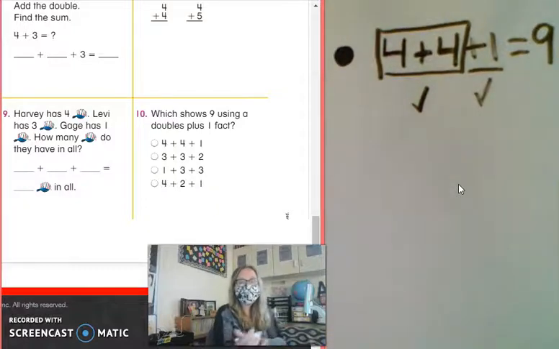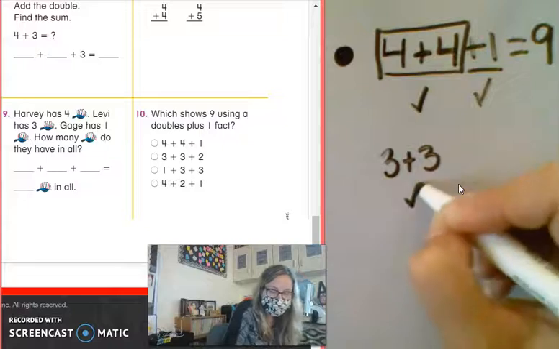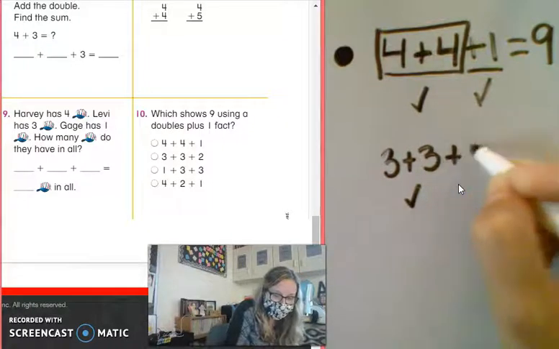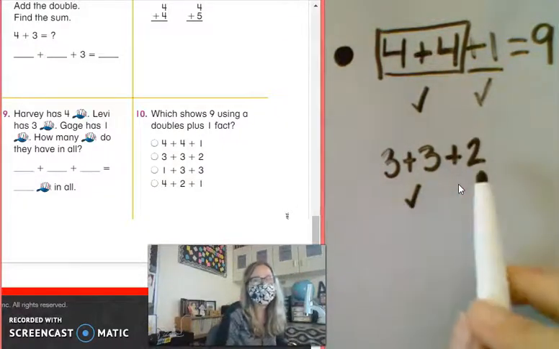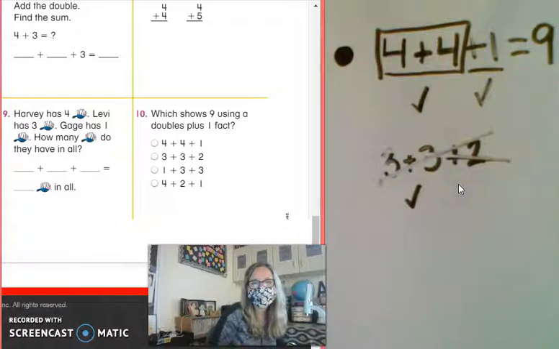Let's take a look at the next one. It says 3 plus 3, so there's our doubles. Then it says plus 2. So is it a doubles plus 1? No, so the second one does not work.